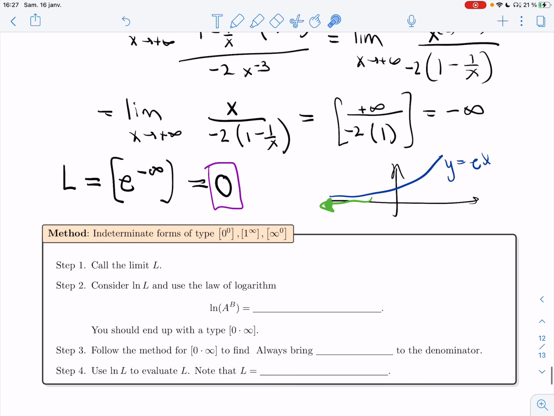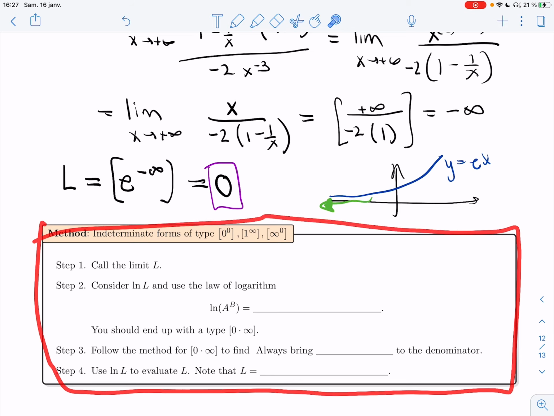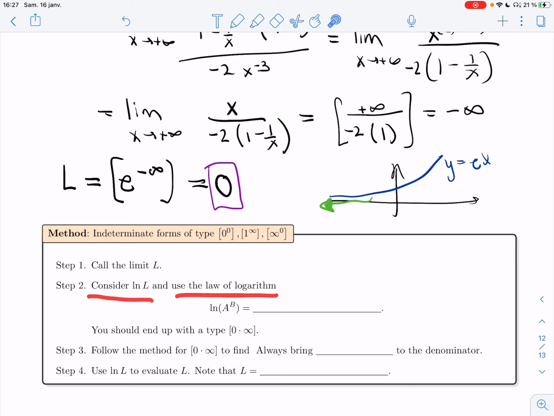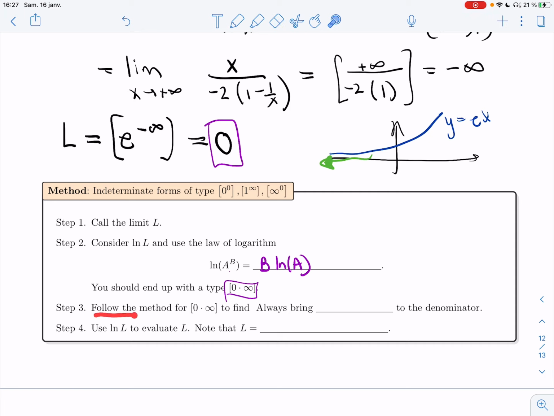All right, method: indeterminate forms of type 0 to the 0, 1 to the infinity, and infinity to the 0. Here's how to solve these limits. We start by calling the limit we want to evaluate L. Then you consider log of L and use the law of logarithm: ln of a to the b is b ln of a. All right, so this is going to be a type 0 times infinity. You follow the method for 0 times infinity to find ln of L. Always bring b to the denominator.